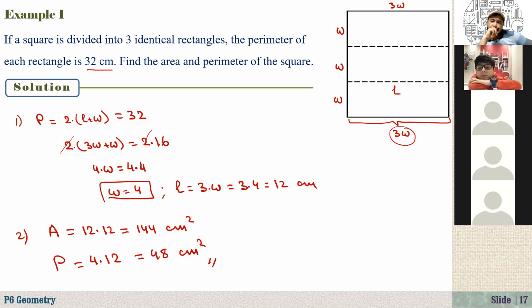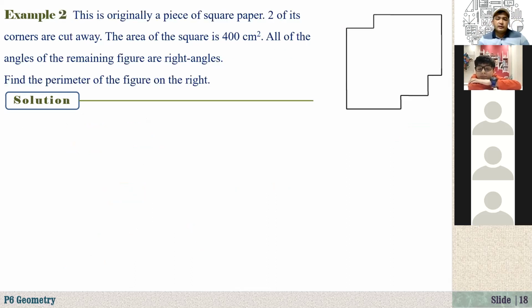Okay? Then another question for you. Example 2, guys. Try, okay? So you have 2 minutes and 2.5 minutes. Look at this question, very easy question, and answer the question.